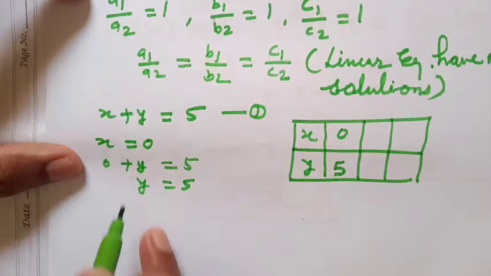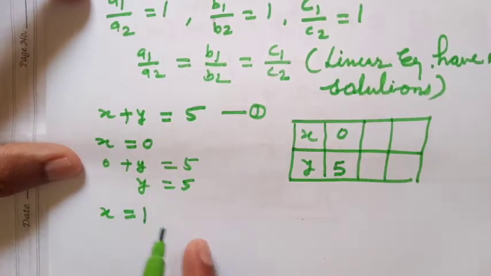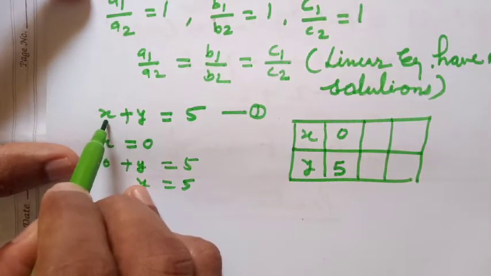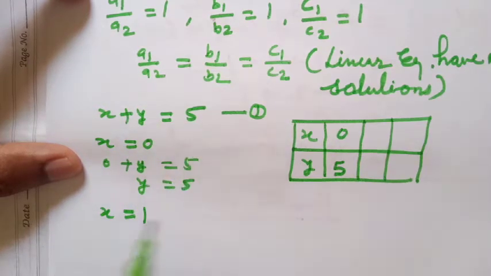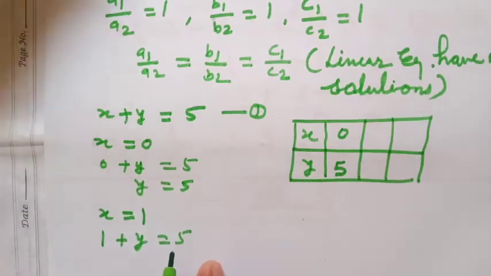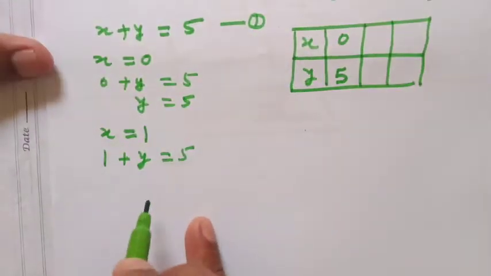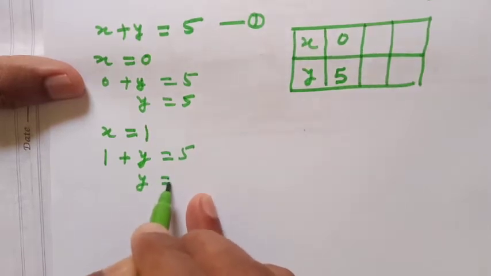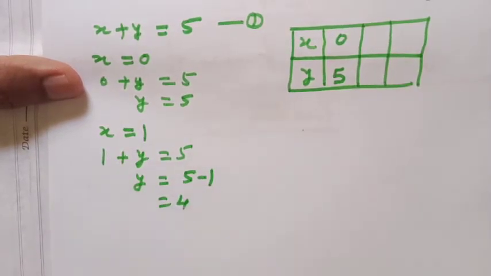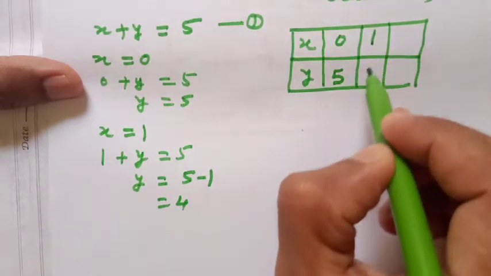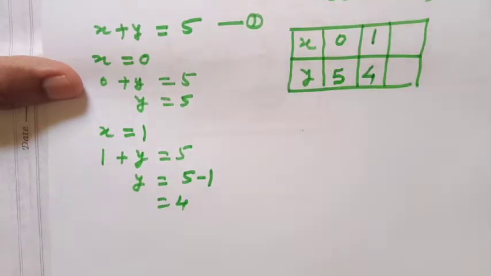Clear? Now let us take x is equal to 1. If you put the value x is equal to 1, then what will be the value of y? 1 plus y is equal to 5. Just shift the 1 to the RHS side. 5 minus 1, it means 4. So x is equal to 1, then y is equal to 4.